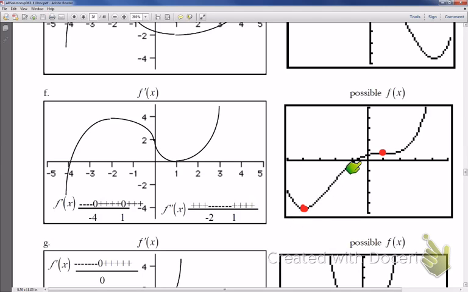So both of these points are very, very important to have on your graph. Again, the y values are not as important as the x values. So as long as it occurs at -4 for this turning point and over here at 1 for this turning point, then you would be correct in that.